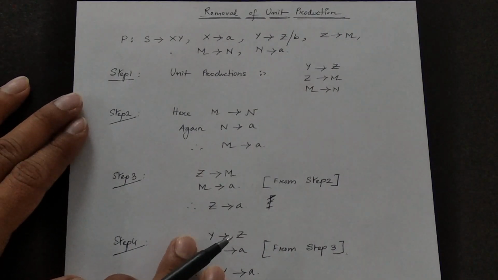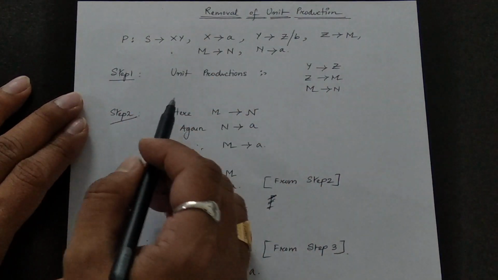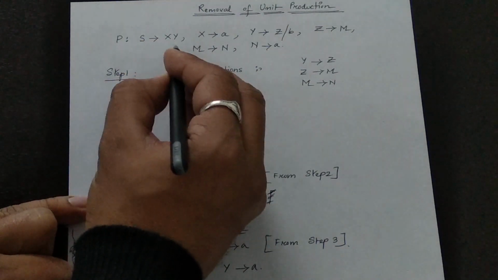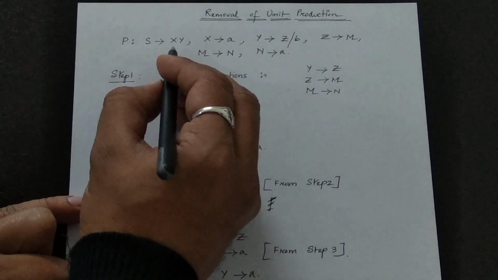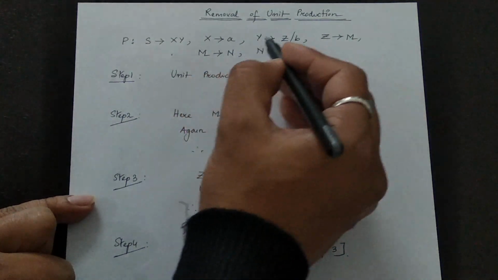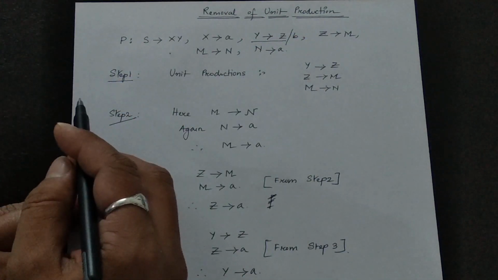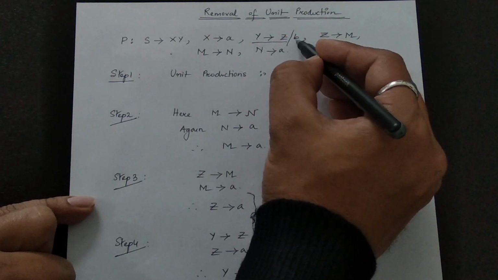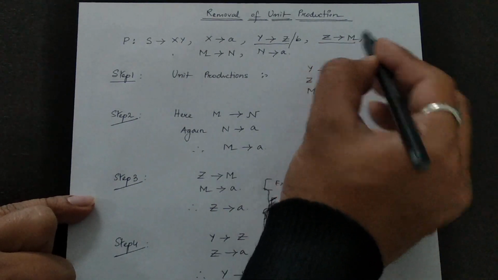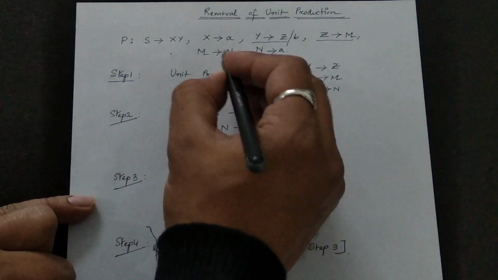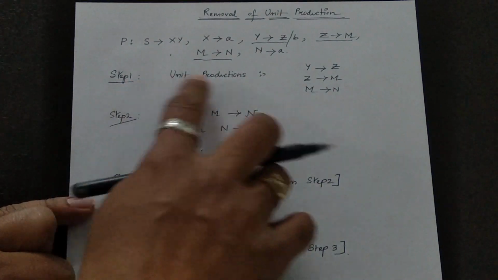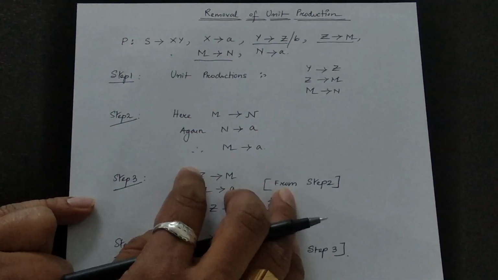Okay, so keeping this aside, this is the production that you have been given here. Now if we check it out, what are the unit productions that you have to find out? S tends to XY is not a unit production, correct? This is having two non-terminals. X tends to small letter A is not. Y tends to Z is a unit production. Y tends to B is not a unit production, correct? Because both sides should be one non-terminal. Z tends to M is a unit production. M tends to N is a unit production. N tends to A is not a unit production. So step 1, you have to identify the unit productions. I have already written over here, correct?